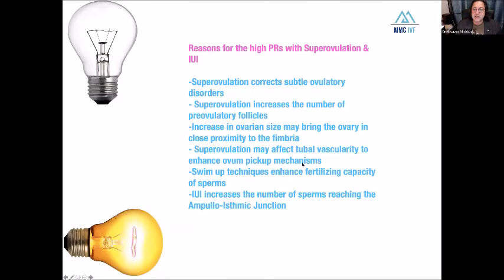It enhances the pickup mechanisms. Remember, the tube has to pick up the egg which lies waiting in the fallopian tube. And the processing that we do today with the microfluidic chip enhances the fertilizing capacity of sperms. And when we put in a large amount of sperms, bypassing the cervix, in the upper uterine cavity, it increases the chance of getting pregnant. The more sperms reaching the fallopian tube, the greater the chance of getting pregnant.